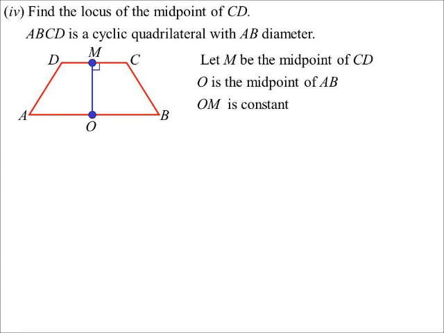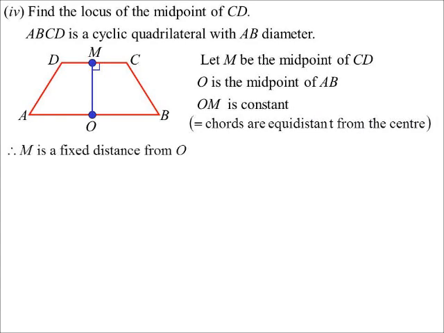So whilst the chord moves, its size is not moving. And we know equal chords are equidistant from the centre. So it does not matter where I place CD, OM will be the same length. So we're now saying, what's the locus of this point M, which moves, but its distance to the point O is always the same? That's got to be a circle. That's the definition of a circle. Point moves so that its distance from another point is always the same.